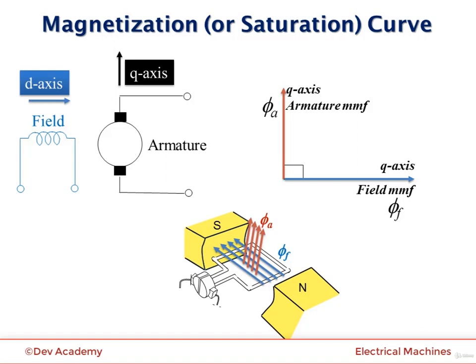quadrature axis Q. Ideally, it can be assumed that the armature MMF has no effect on the field flux on the D axis, because the armature MMF acts along the Q axis. So the component of the field flux on the quadrature axis is 0, and the component of the armature flux on the direct axis is also 0. This may not be the case for practical DC machines, and there will be interaction between the two fields that is called armature reaction. However, we will consider only the ideal case in which the armature reaction is negligible.